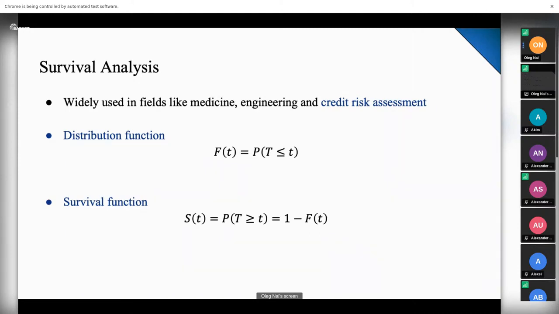First of all, we have the distribution function. Let's view t as the time it takes for a facility to encounter a default event. The distribution function quantifies the likelihood that the time to the event t is less than or equal to a specific time t. The next one is the survival function. This function can be obtained to represent the probability that the time to event t exceeds a specific time t.